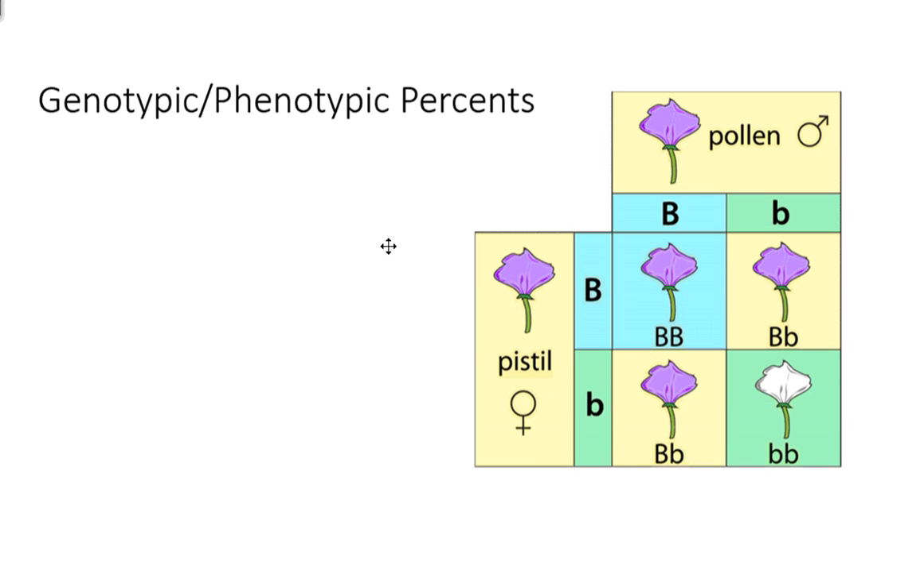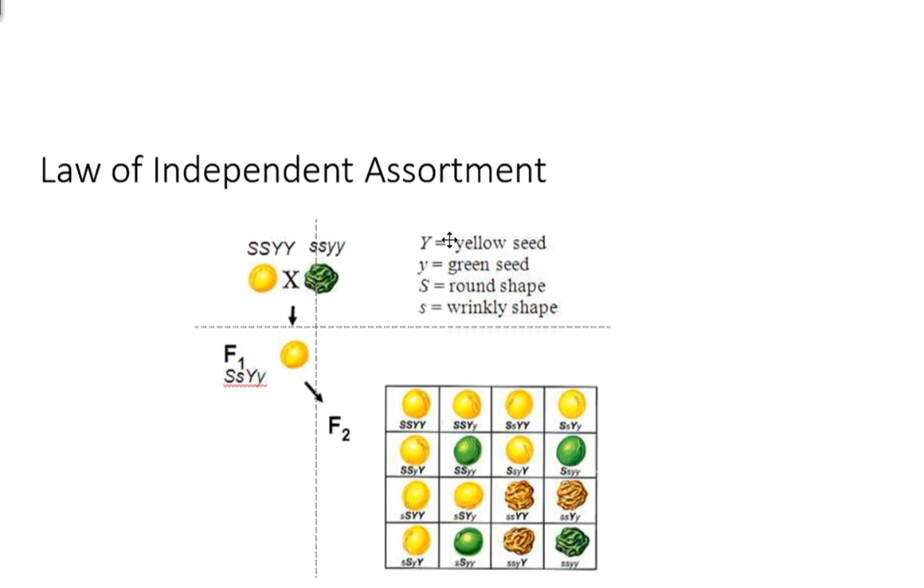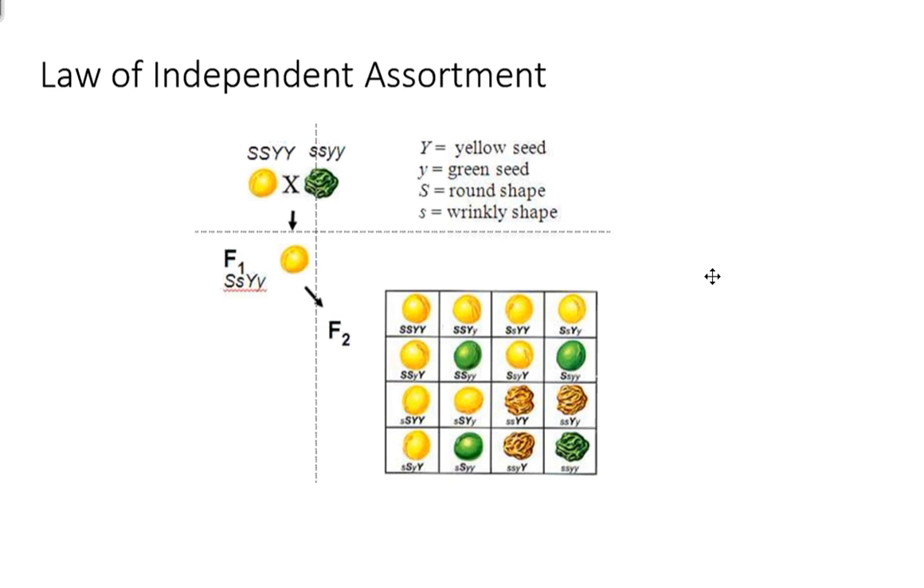All right, so here's just another picture showing you could take this one if you wanted to and do those same genotypic and phenotypic percents. Take some time to do that. However, I'm not going to for the video. So next I'm going to teach the law of independent assortment. Mendel's principle of independent assortment, as you'll also see it written, says that individual traits are inherited independent of one another.